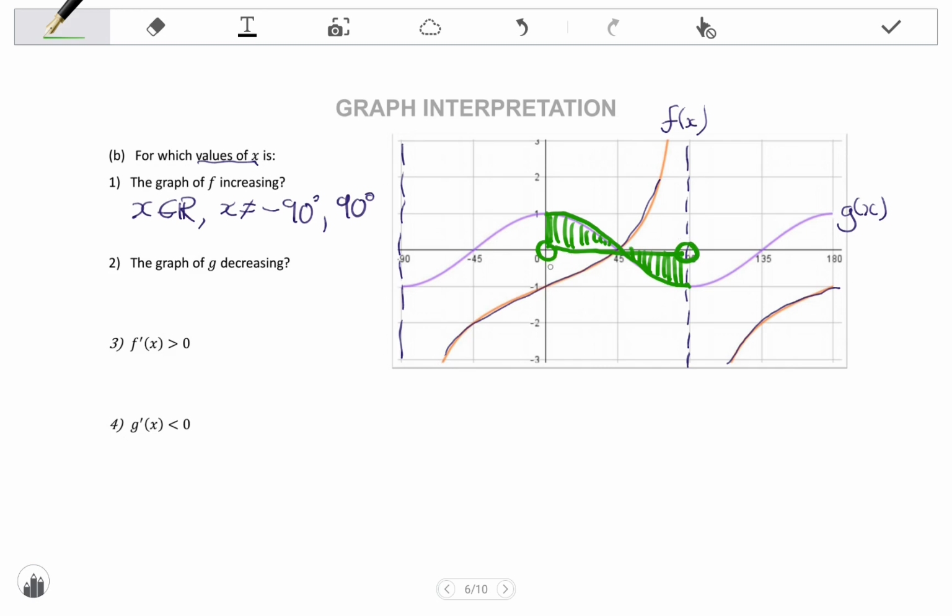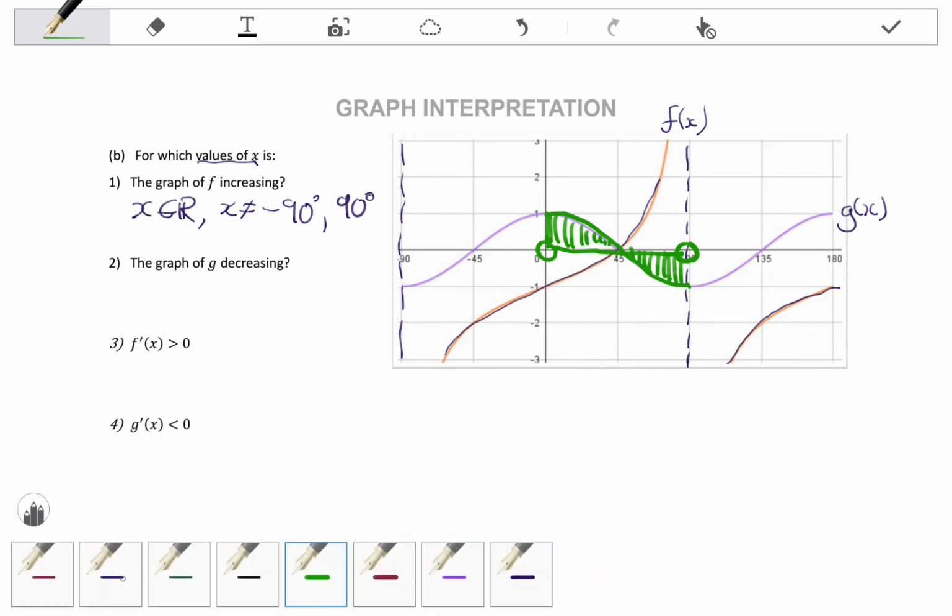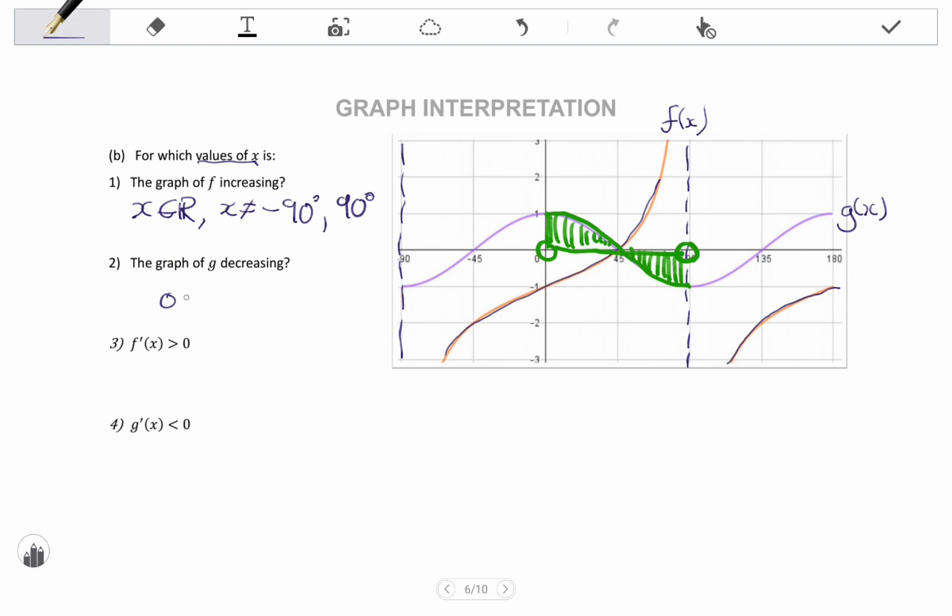Do we include 0 and 90 degrees? We don't include 0 degrees because at 0 degrees the graph has a turning point where it is neither increasing nor decreasing, and that is the same at 90 degrees. So we do not include the 0 and the 90 degrees. Okay, so the graph of g is decreasing where x lies between 0 degrees and 90 degrees.